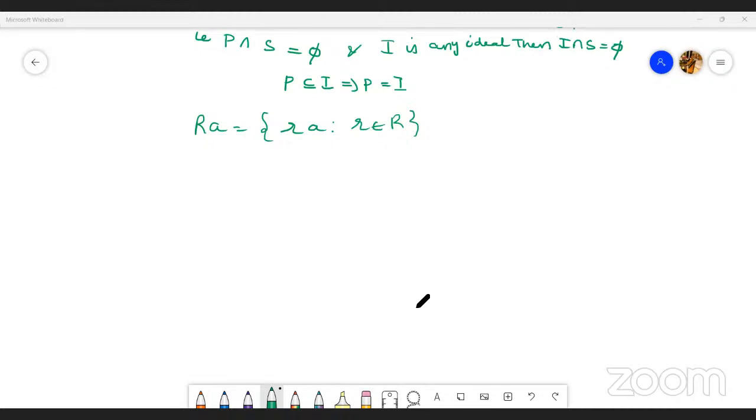Suppose this is R. You have this P, and this is P1. P1 is bigger. P1 is contained in Q1, and Q1 is contained in Q. Like this, you can always have a hierarchical structure of a ring.